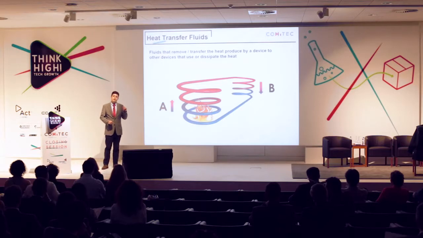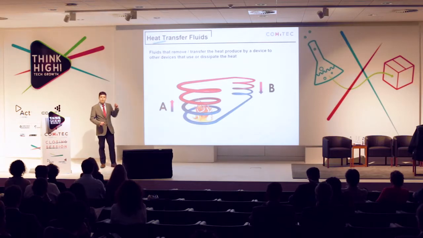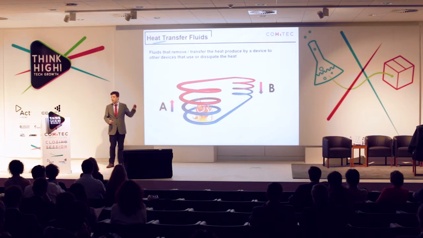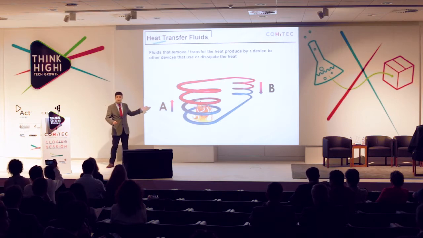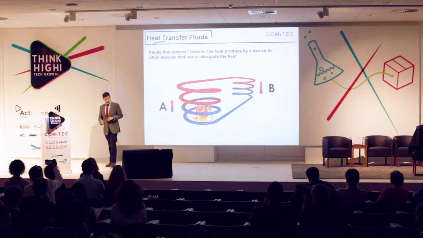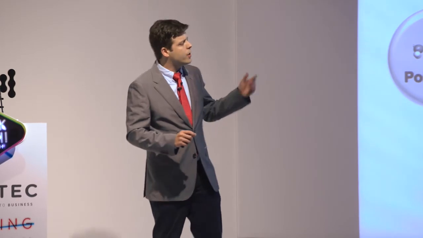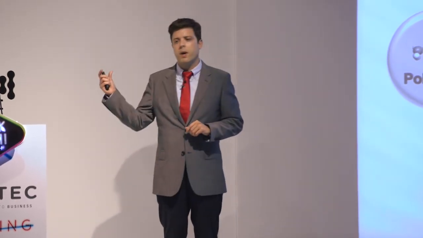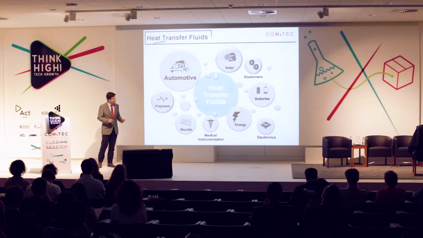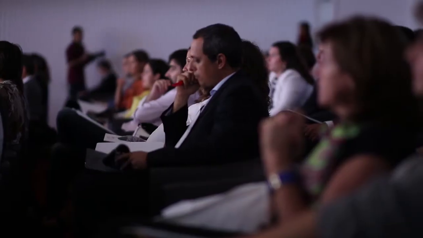So, we are all about heat transfer fluid, but firstly, let me explain what a heat transfer fluid is. It's a fluid that is used to remove and transfer heat from a heating source to a place where it will be used or dissipated, or in this case, from A to B. And these kinds of fluids are used in a variety of industries. In the automotive industry, to remove the heat from your engine to your radiator. In the solar industry, to remove the heat from your solar panel to your boiler, and in many other industries.